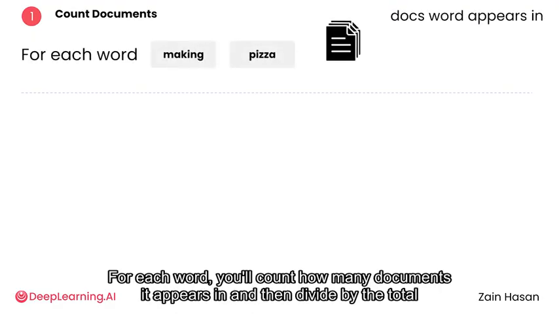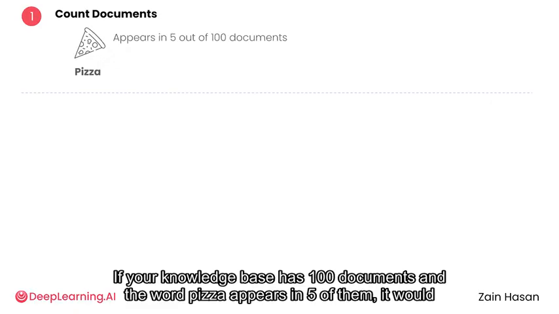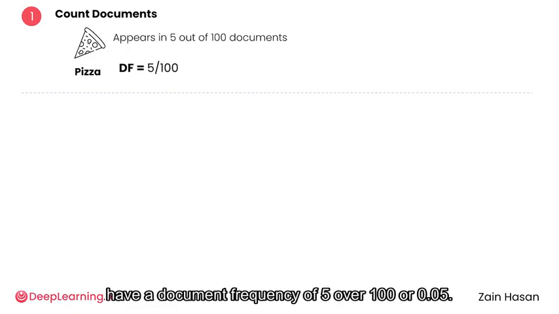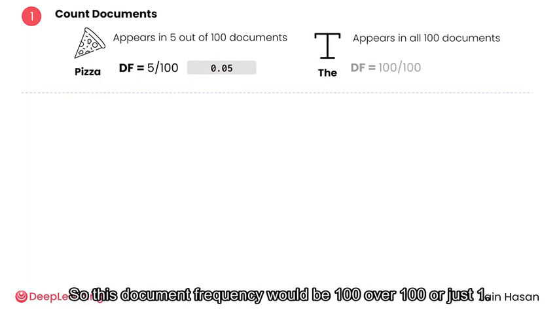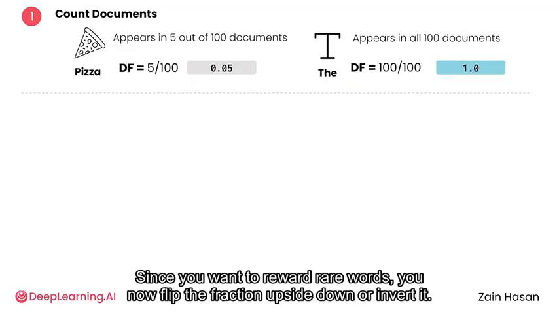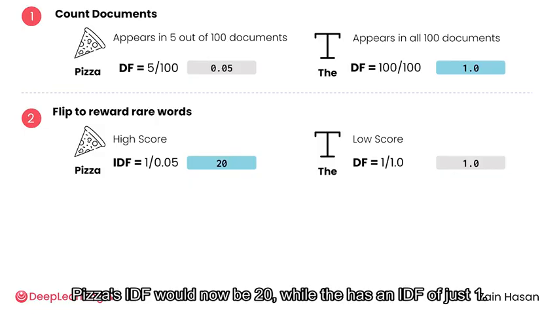For each word, you'll count how many documents it appears in and then divide by the total number of documents. If your knowledge base has 100 documents and the word "pizza" appears in 5 of them, it would have a document frequency of 5 over 100, or 0.05. A common word like "the" might appear in all 100 documents, so its document frequency would be 100 over 100, or just 1. Since you want to reward rare words, you now flip the fraction upside down, or invert it. Pizza's IDF would now be 20, while "the" has an IDF of just 1.